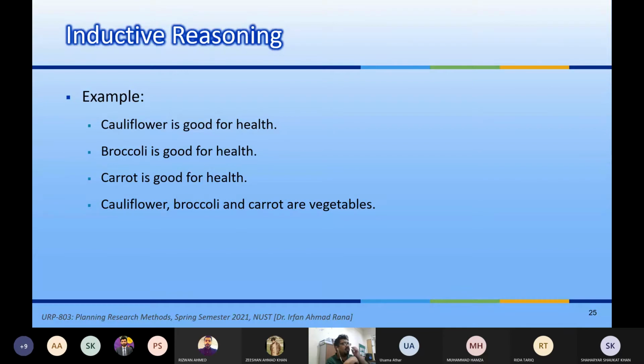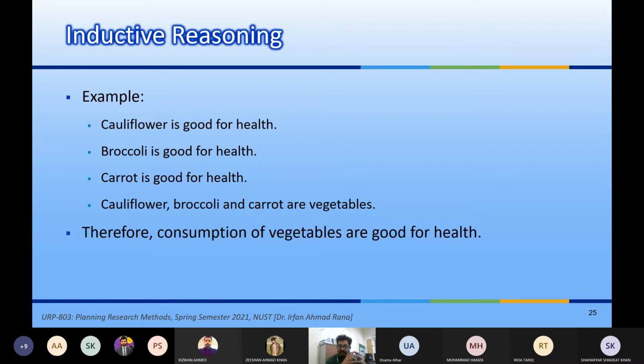Like you are making observations that broccoli is good for health, carrot is good for health. Based on that, these are good for health, and these are vegetables. So now you can say that okay, vegetables are good for health. Now you are making your own theory. In the first, we knew the facts, and we just tested those. In this, we are formulating a theory, a larger picture. We're going from a specific thing to a more generic thing. That is inductive reasoning.